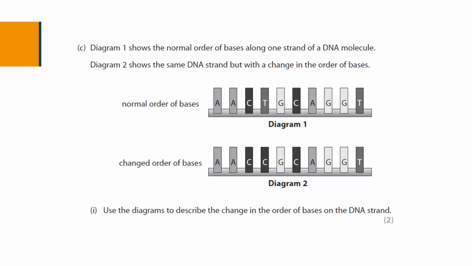answer. Diagram one shows a normal order of bases along one strand of DNA. Diagram two shows the same DNA, but with a change in the order of the bases. It says, use a diagram to describe the change in the order of bases on DNA. So this is a short objective question. It has two marks.